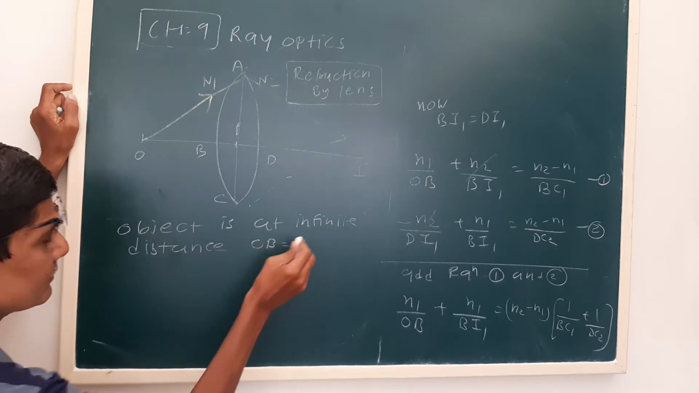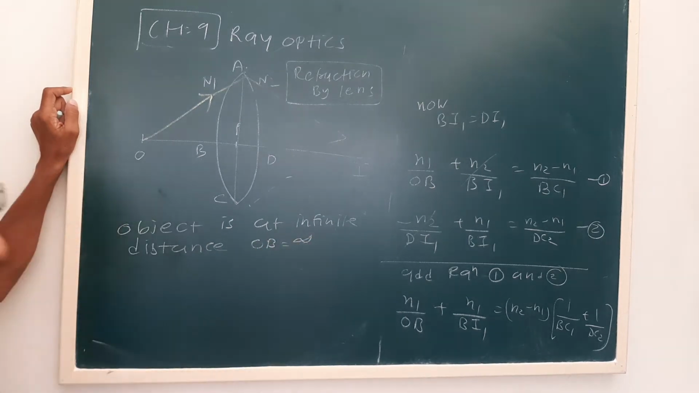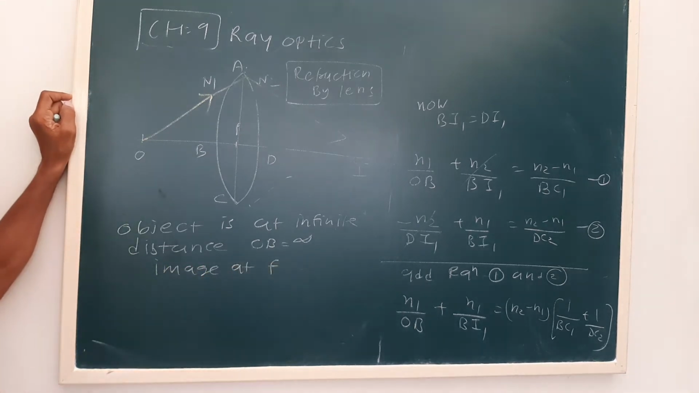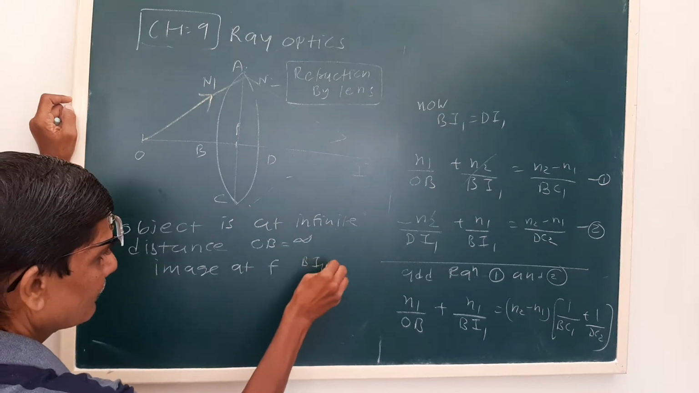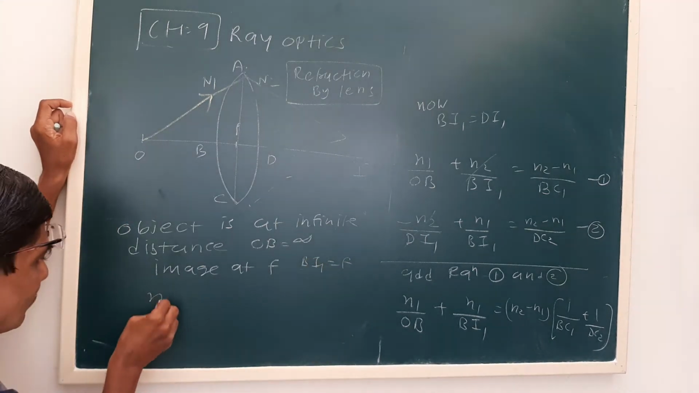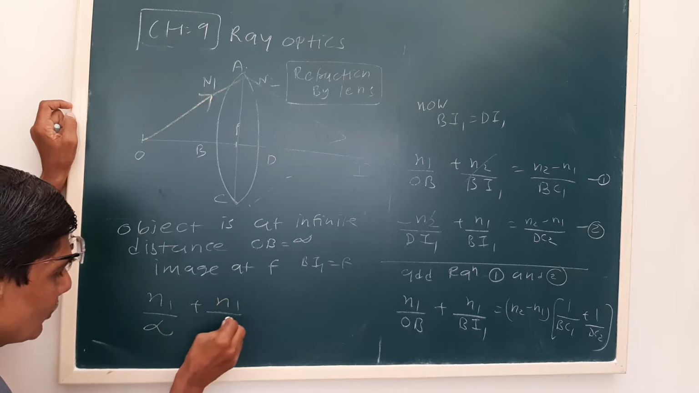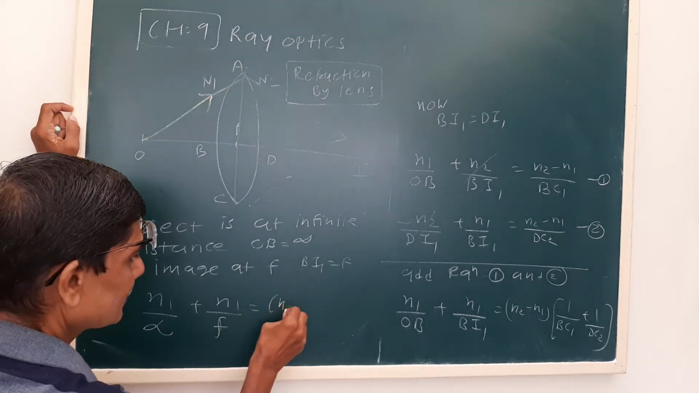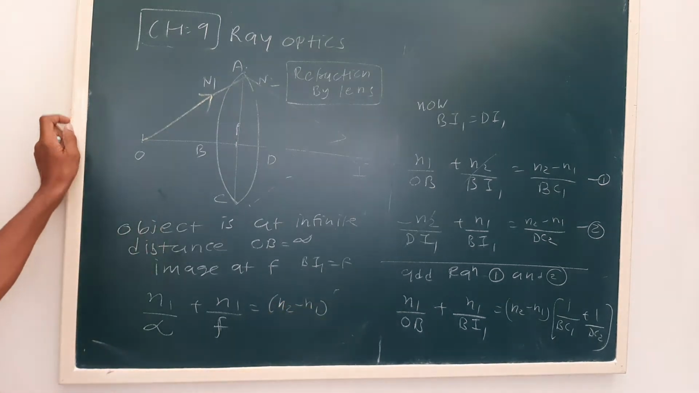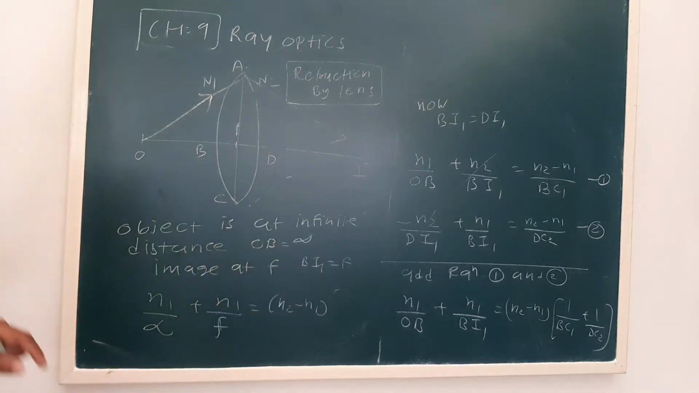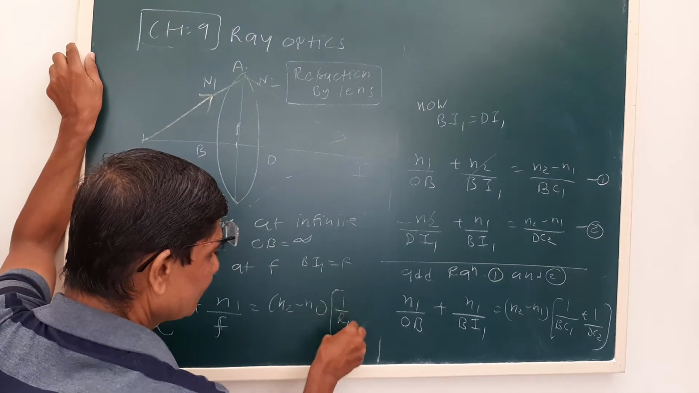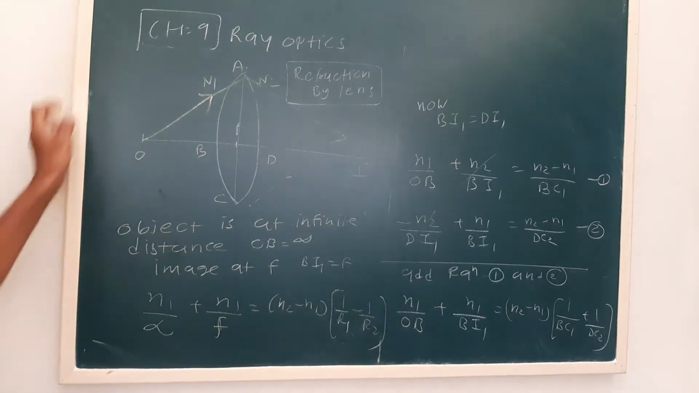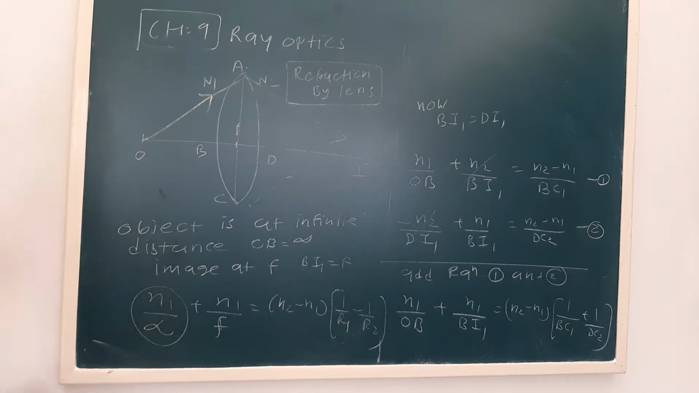that is OB, infinite, image will be at F. Okay, so this BI1 will be equal to F. Now see, n1 upon infinite plus n1 upon, see, BI1 is F, see, n2 minus n1. Now see, DC1 was on the right hand side, okay, so we have taken positive, and DC2 on the left hand side of the origin, that's why we have taken minus.